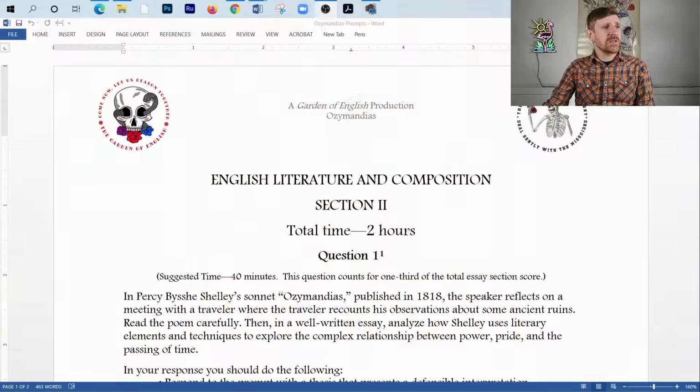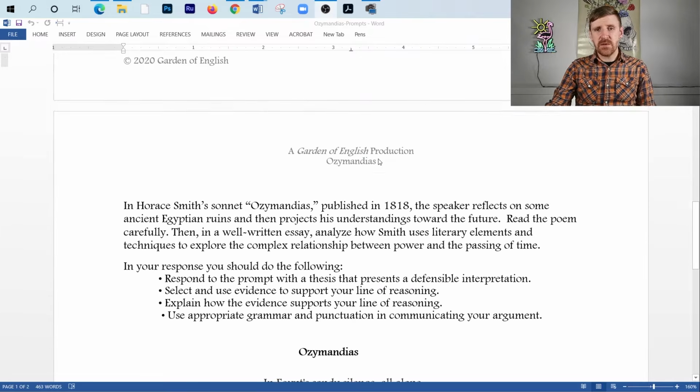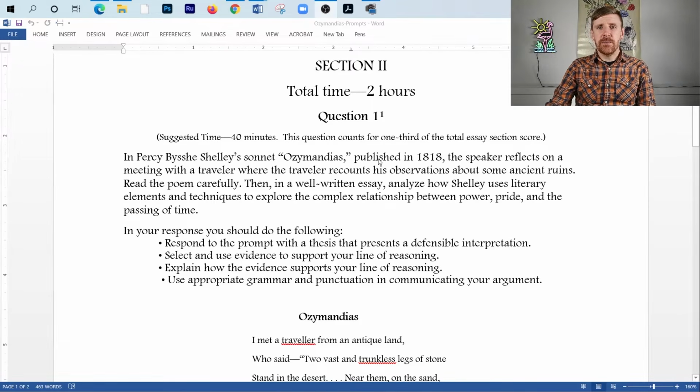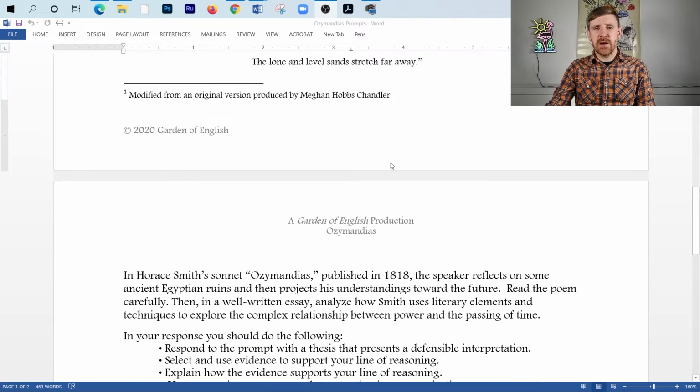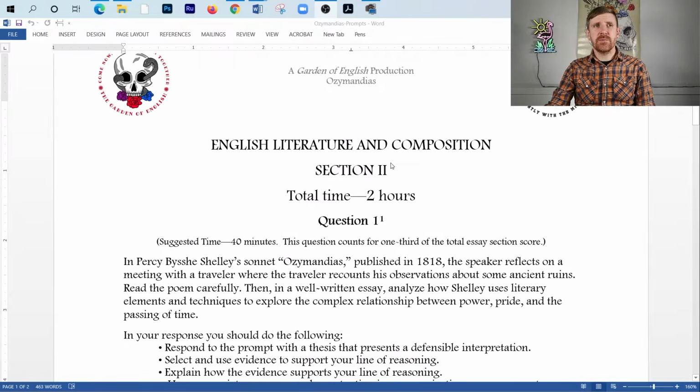So I am going to just shrink up here, and you are going to notice that I actually have some homemade questions here. These are Garden of English Productions for the poem Ozymandias. But please note that I am actually looking at two different versions of Ozymandias. One of them is by Percy Shelley, and the other one is by Horace Smith. And these were written at the same time. One was actually published, I think, just a few weeks after the other.